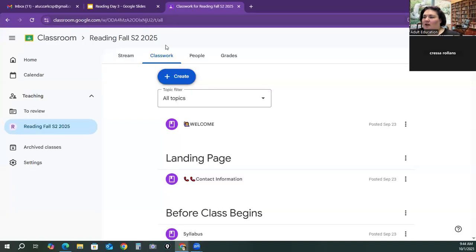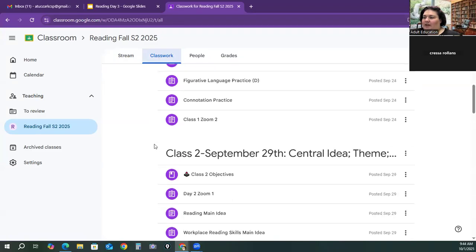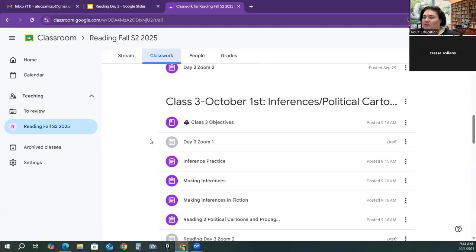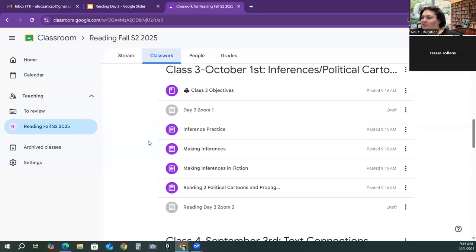You're going to go to your Google Classroom under the classwork tab. You're going to scroll down to today's date. This is class 3, October 1st. It's pumpkin season, y'all. Happy October. I love October. I just love it. I love pumpkin spice. I love pumpkins. I love spooky season. It's a lot of fun. It's the little things in life, right?